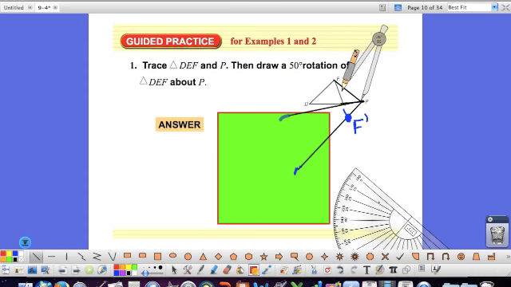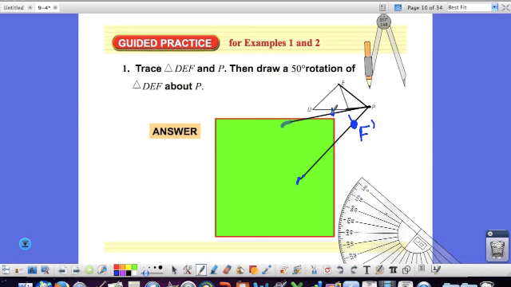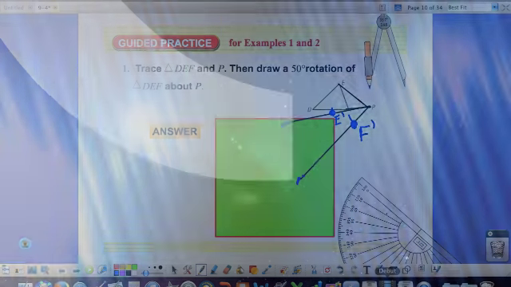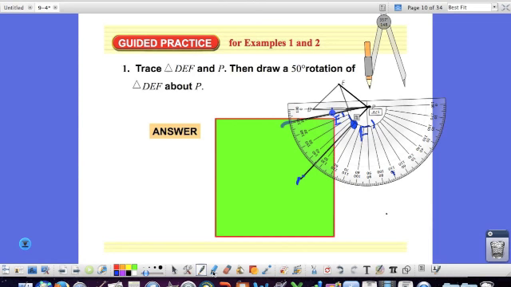I need to make this distance on my compass the same as P to E. It's going to be the same for PE prime. So now I can rotate this, bring it over here, make that arc. Move that away, put a dot there. That's my new E prime. And the same thing here to get my new point D.